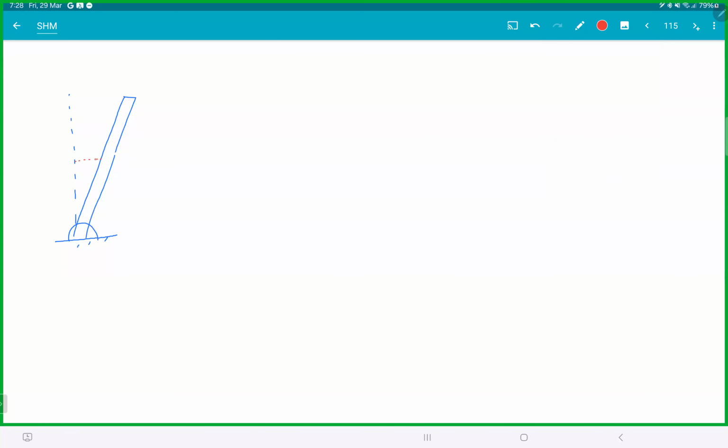So this length will be L by 2 theta. So the spring force will be K into L by 2 theta, and this will be mg, and this will be tension. Tension is not equal to mg. Be careful. You'll see why.